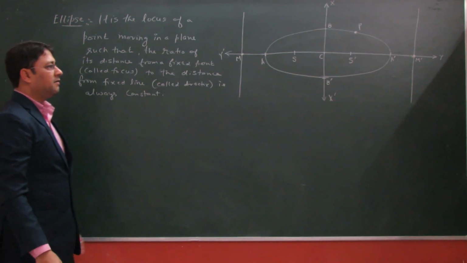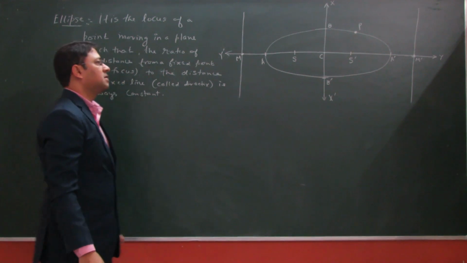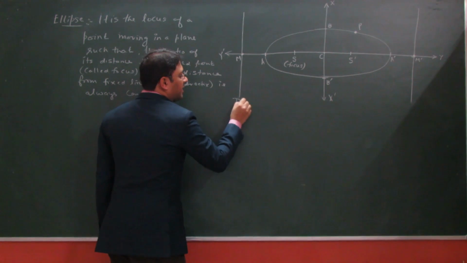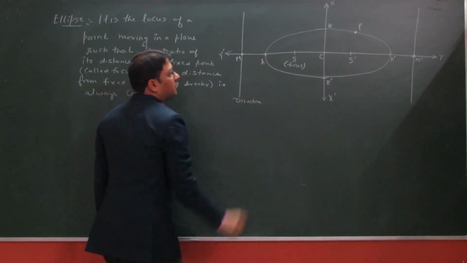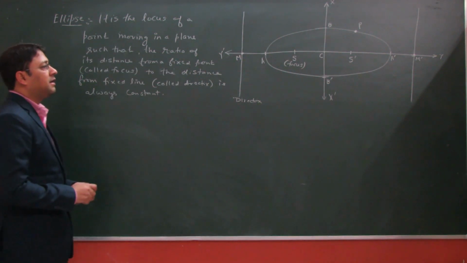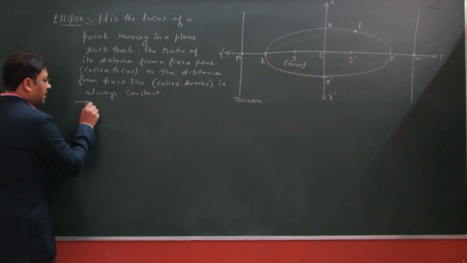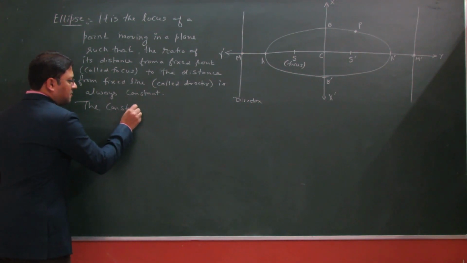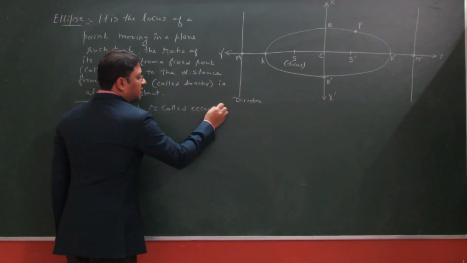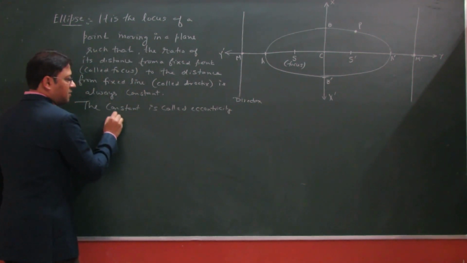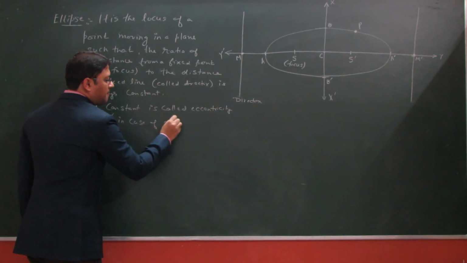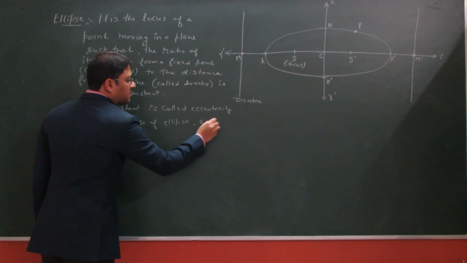Okay, so here in our diagram, the fixed point, the focus, is S. So I am calling this the focus, and this is our directrix. There are always two directrices and two foci. This is the definition of an ellipse, and the constant that we are talking about is called eccentricity. In the case of an ellipse, eccentricity is always less than 1.